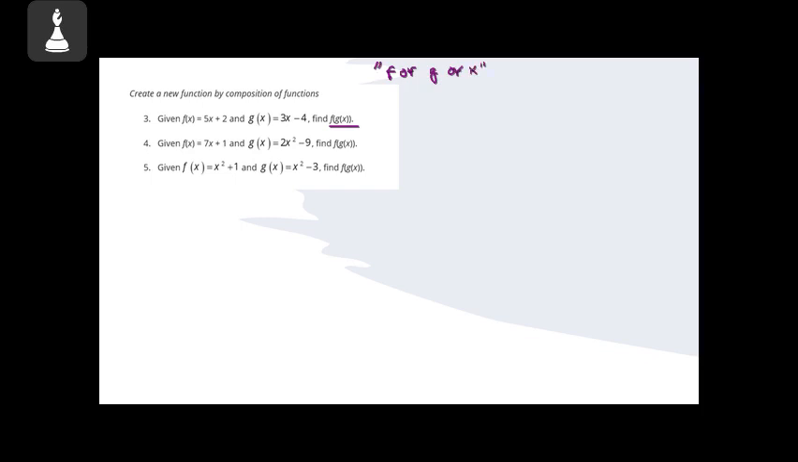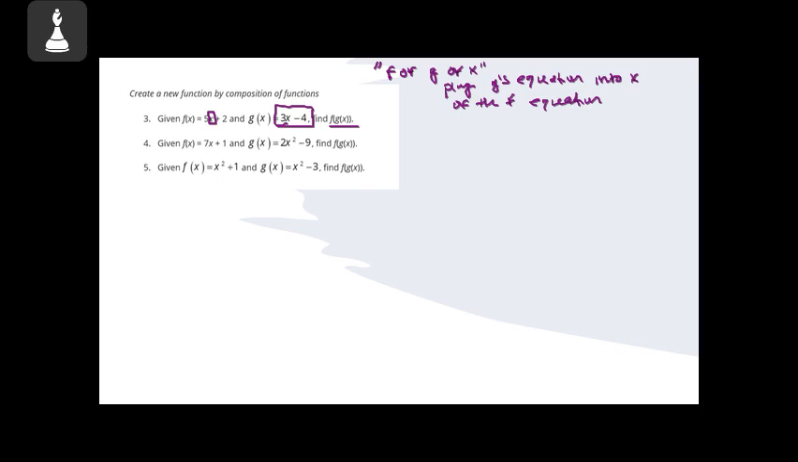And what they're asking you to do is plug g's equation into x of the f equation. So what I'm going to do is I'm going to plug 3x minus 4 into every x of the f function. So f's original function is 5x plus 2.